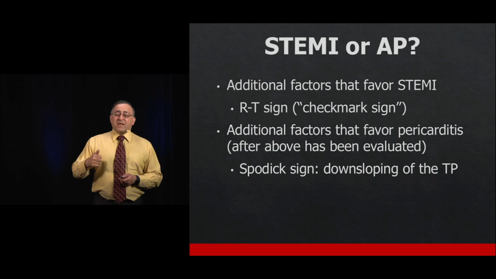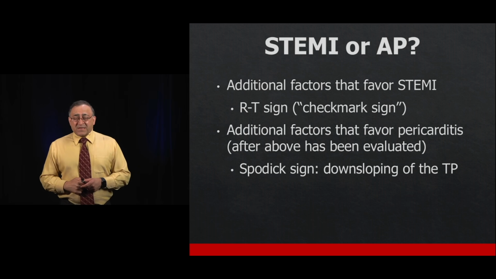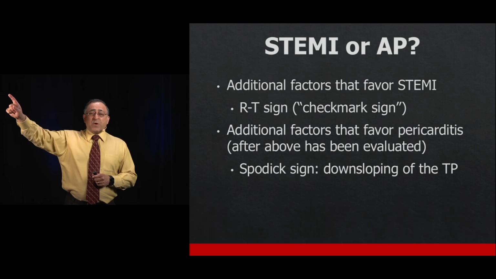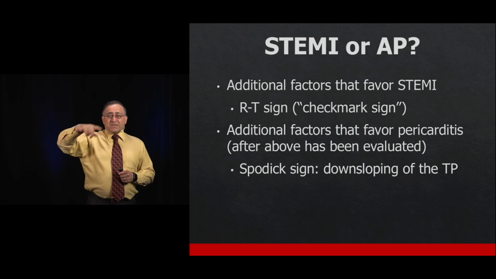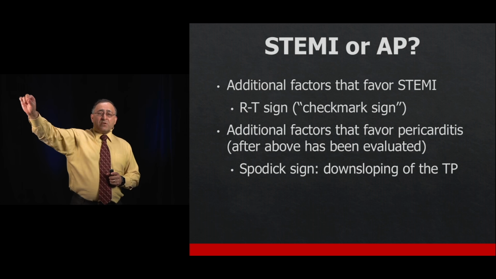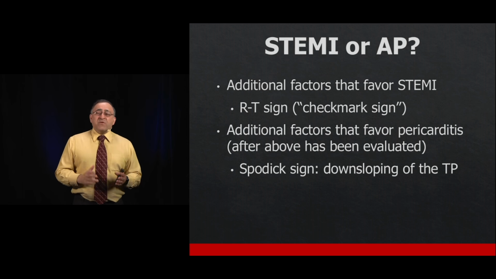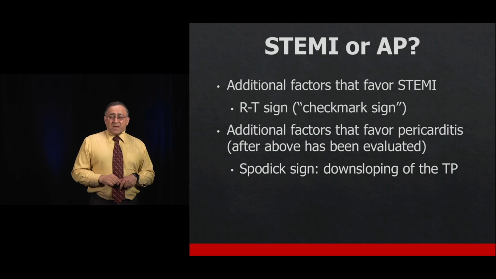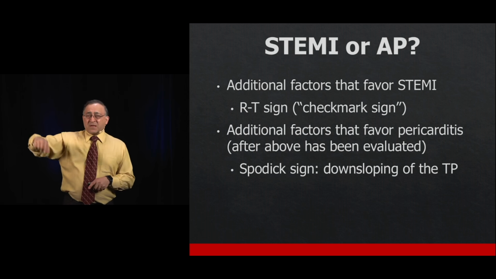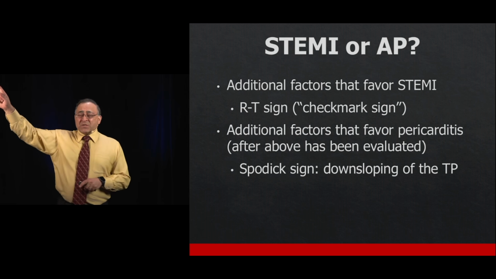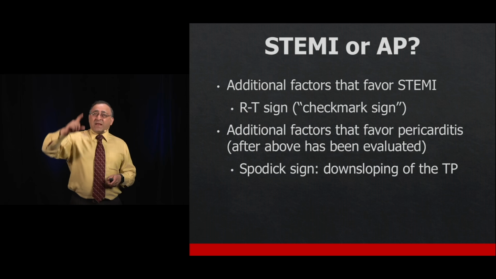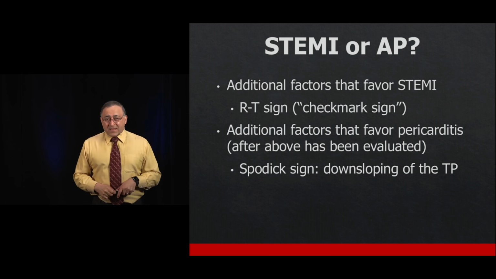There's something that I refer to as the check mark sign or the RT sign. That essentially is where the R wave is coming down and then bam, it just shoots right out into the ST segment. It's like a check mark or a Nike swoosh. That very much favors a STEMI and not pericarditis, because pericarditis likes to have a gentle transition into the ST segment. I always tell people, if you put your ear right up to the EKG and listen for it, you can hear the bam, right? And that'll tell you that you're looking at a STEMI.